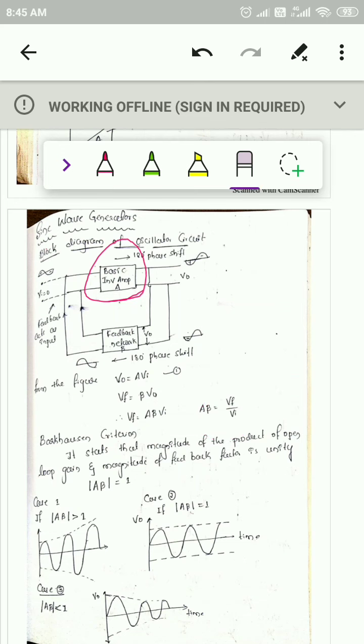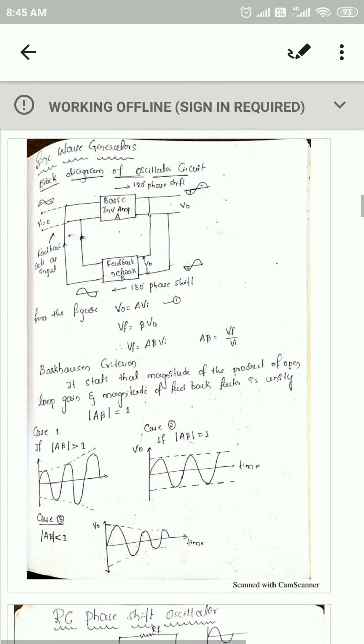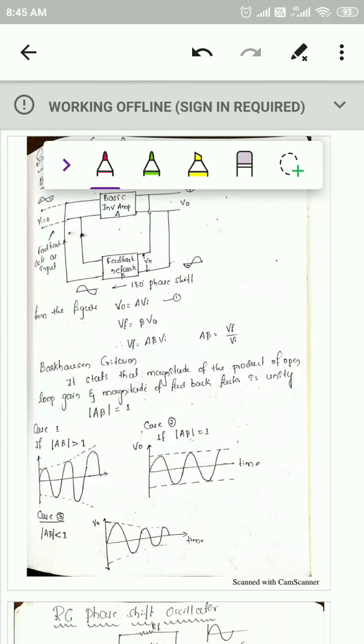Now, what does the Barkhausen criteria say? The phase shift around the loop should be 360 degrees. Here we have 180 degrees in the amplifier and 180 degrees in the feedback network, so the phase shift around the loop is 360 degrees. That is the first criterion of Barkhausen. Next, there are three different cases. The modulus of A into β, the product of the forward path gain and the feedback path gain, should be 1.